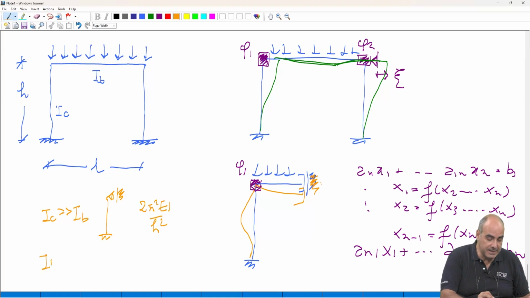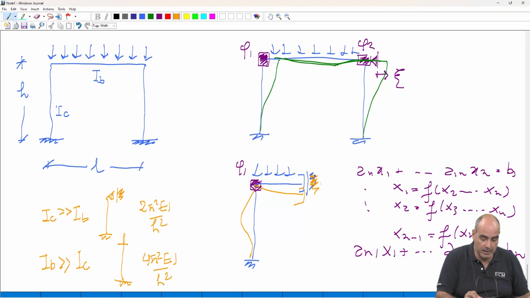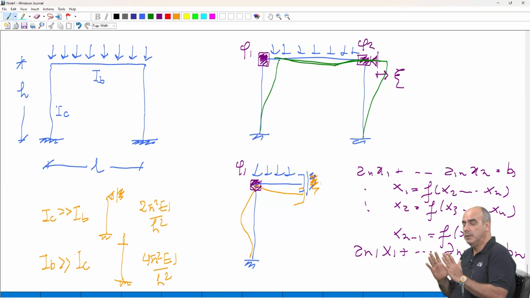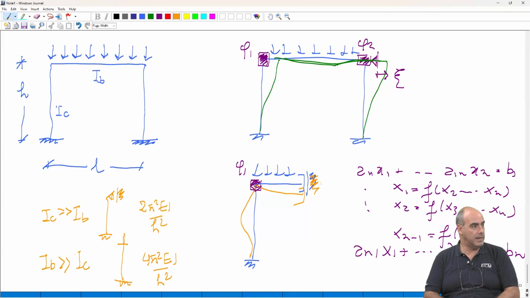On the other hand, if it's the beam to be much stiffer than the column, well, the column will behave like this. And the critical load will be 4 pi square EJ over h square. So we see, without making any calculation, we know that if our structure is a non-sway frame, the columns will buckle, and the buckling load will be between 2 and 4 times pi square EJ over h square.